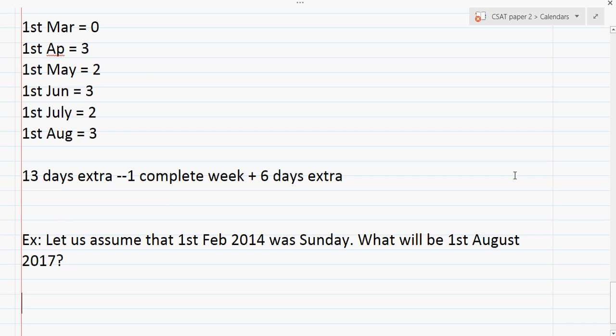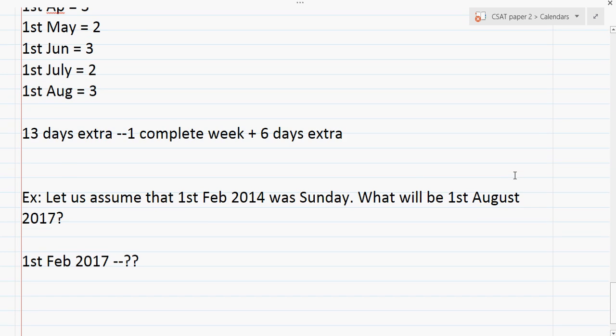So now it's asking if 1st February 2014 was a Sunday, what would be 1st August 2017? So the easiest way out is first find 1st Feb 2017. What should it be? So here we are adding how many? We are adding 2 years, but one of the years is leap and the other is non-leap. So we are adding 3 extra days, right? Which means 1st February 2017 would be 3 extra days. It would be Monday, Tuesday and Wednesday. So it would be Wednesday.